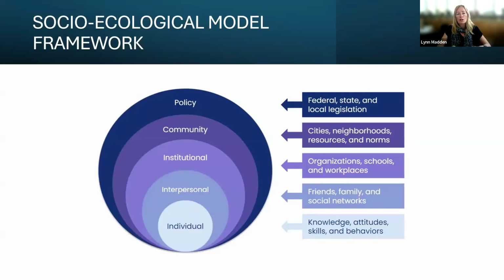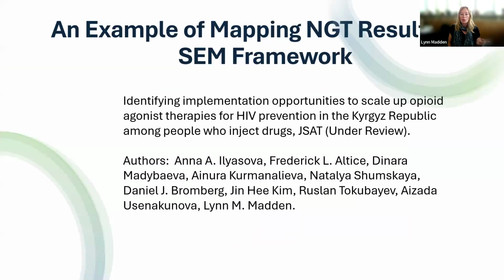I find this a very useful model because it's very straightforward. It centers the individual, which happens to be a personal bias, but it also recognizes the individual as a member of these other circles, and it illustrates very nicely how the other circles come to bear on a particular person and their outcomes. So here's a quick example.